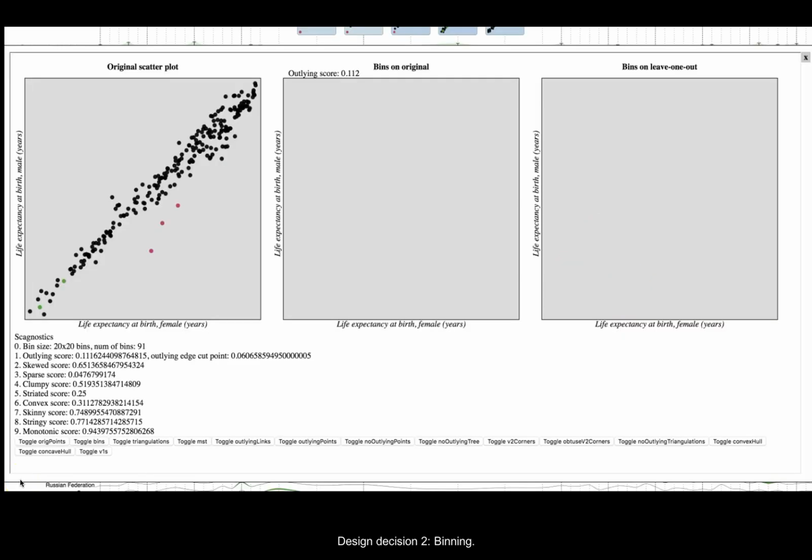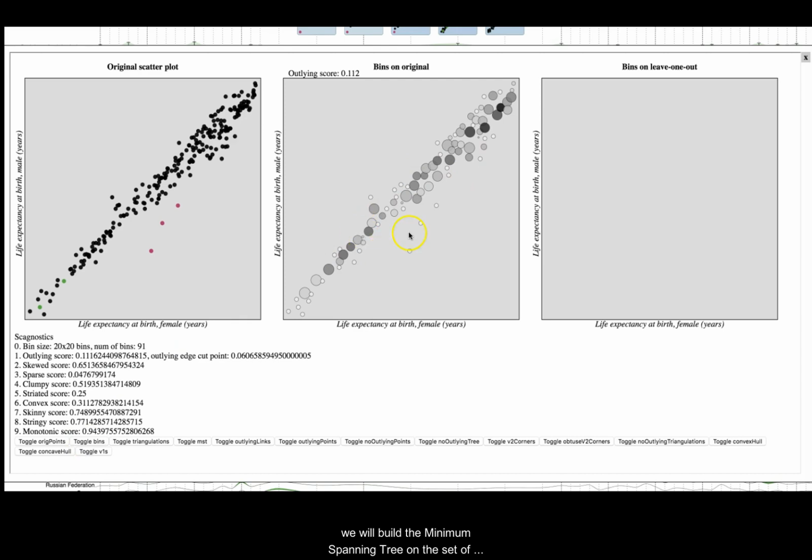Design decision 2: Binning. To handle a large number of data points, we use leader binning. The idea is similar to set cover. It starts at a data point and groups neighboring points within a proximal radius. From there, we build the minimum spanning tree on the set of leaders, which is significantly smaller than the raw data points.